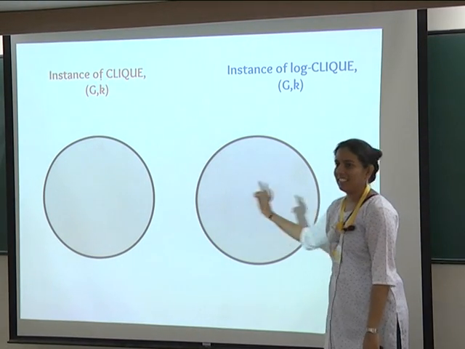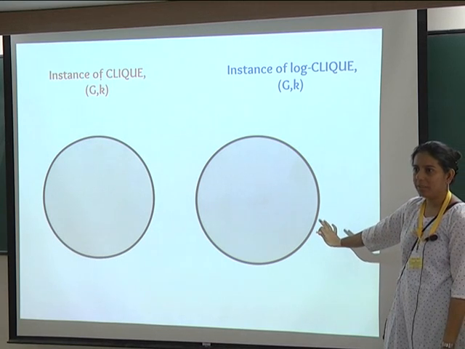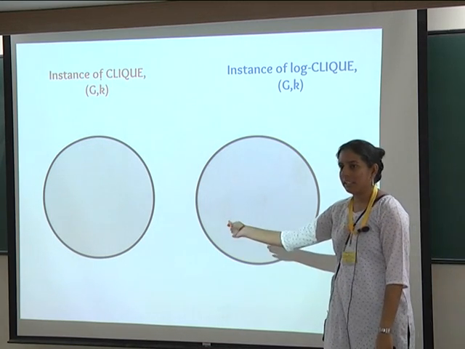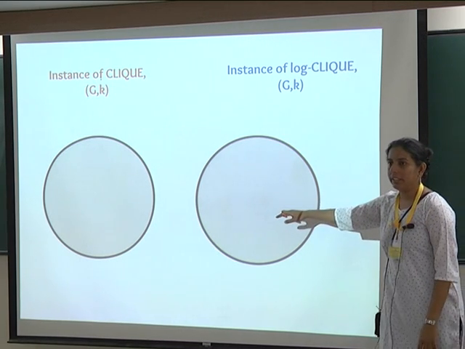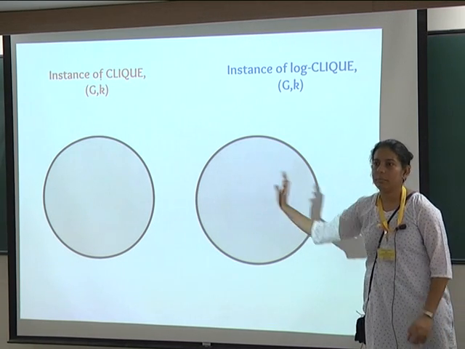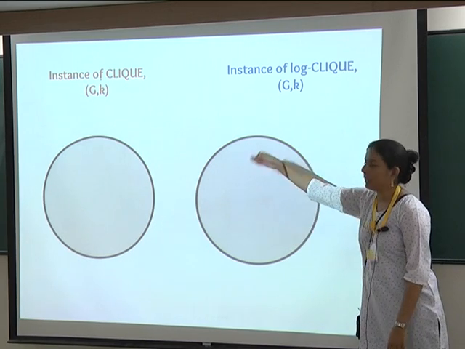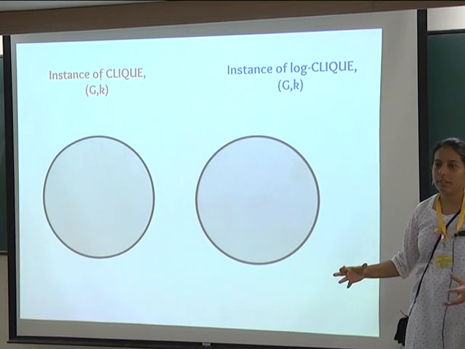If you have a clique of size k here, you have a clique of size k here. What goes wrong is if you have a clique of size at most log n here, you may not be able to pull it back to a clique, because for all you know, the demand is much bigger than log n.